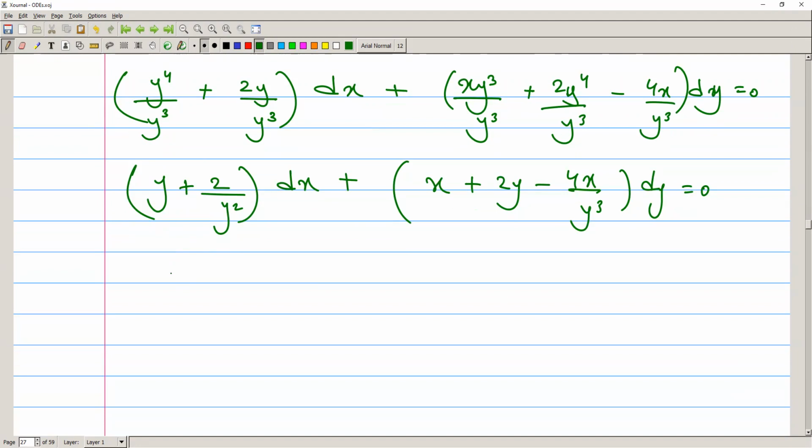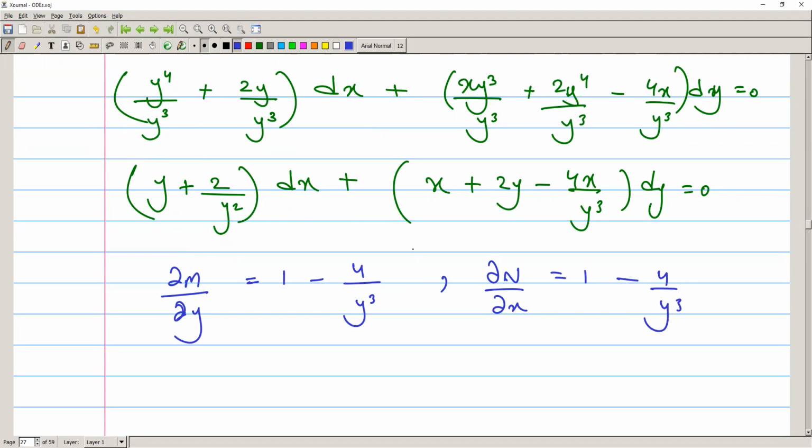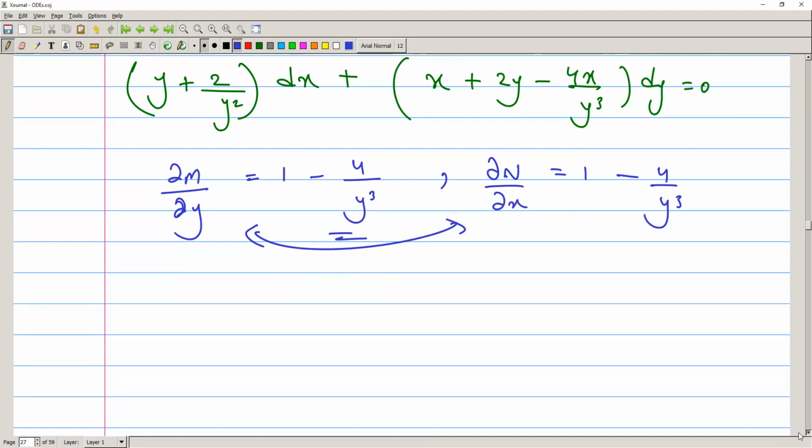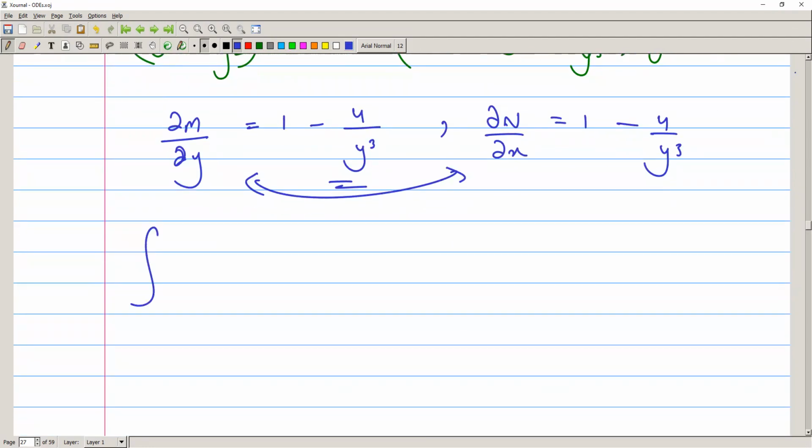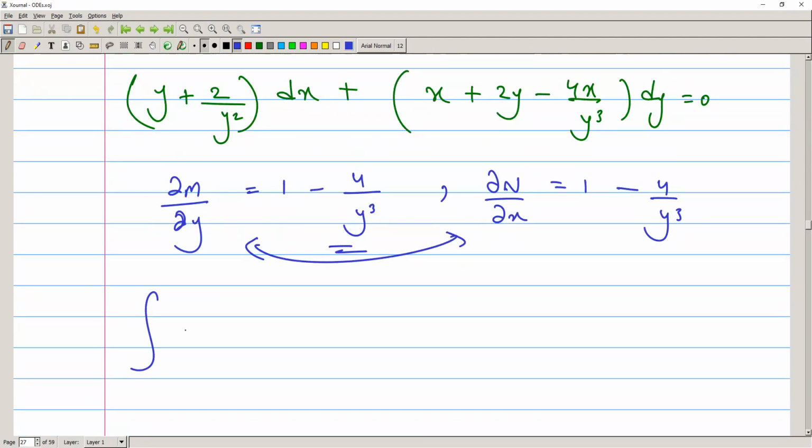So now we can check ∂M/∂y. This is equal to 1 minus 4 over y^3, and ∂N/∂x is also equal to 1 minus 4 over y^3, right? So these functions are now equal and the equation is hence exact. We can simply integrate by using the method that we already discussed in the section on exact equations, right?